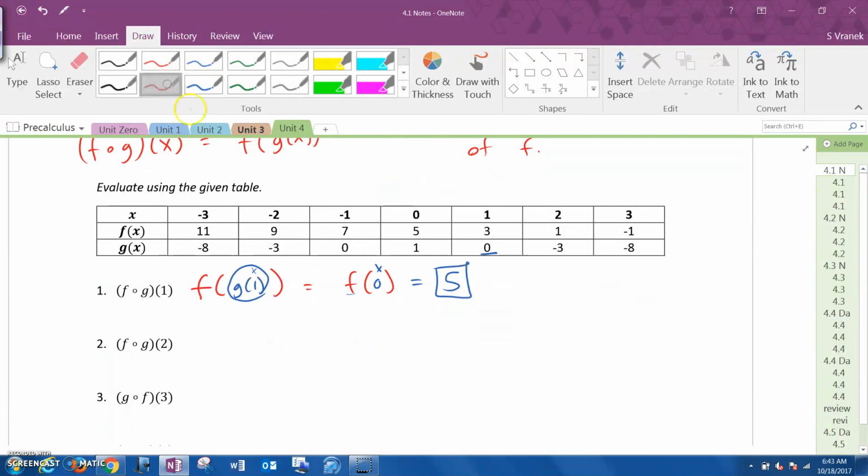Okay, let's try that one again. F of g of 2. The first thing we have to find is the input, which is g of 2. So here's 2 over here. G would be negative 3. So now it's f of negative 3. And then when you look at f of negative 3, you go to negative 3, you look at f, then you get 11.